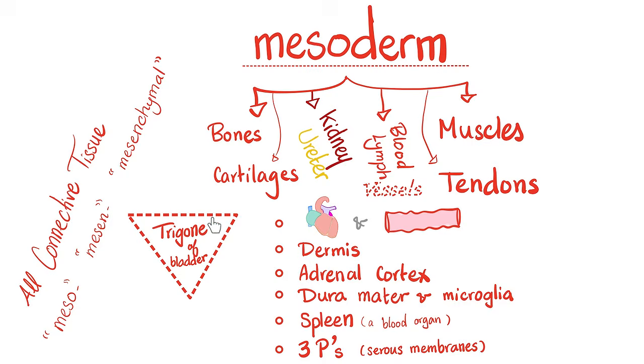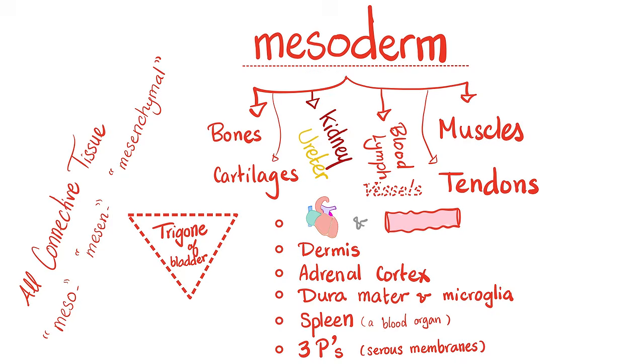The trigone of the bladder is the only part of the bladder that is mesodermal in origin, but the rest of the bladder is endodermal. The mesoderm will give me the dermis of the skin, but the epidermis of the skin came from the surface ectoderm, which is ectodermal in origin. So the dermis is mesodermal, but the epidermis is ectodermal.